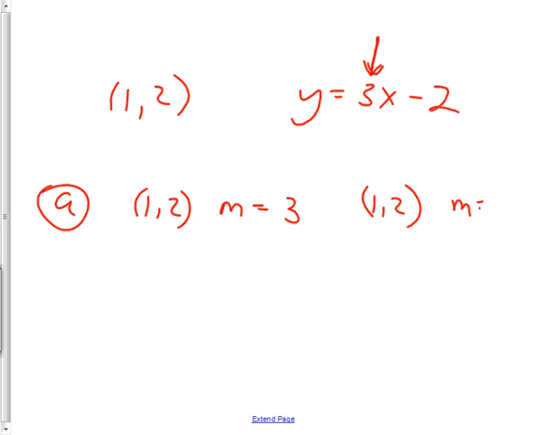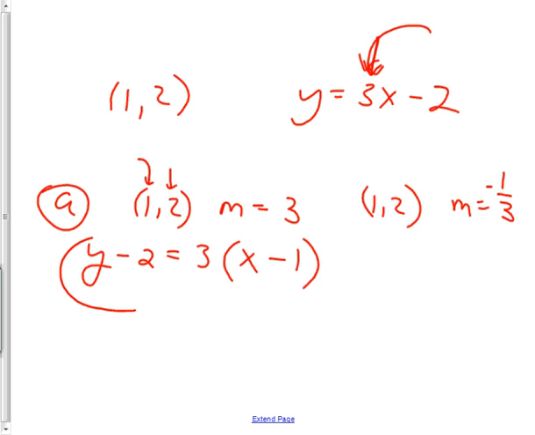But in part B, you would use (1, 2) and you would not use a slope of 3. In part B, it wants the line to be perpendicular to this one. You don't use 3, then you use what? Negative 1/3. Now, is this point-slope form? No, this is point-slope form: y minus y sub 1, and this is the y sub 1, equals m times x minus the x sub 1, and that's the x sub 1.